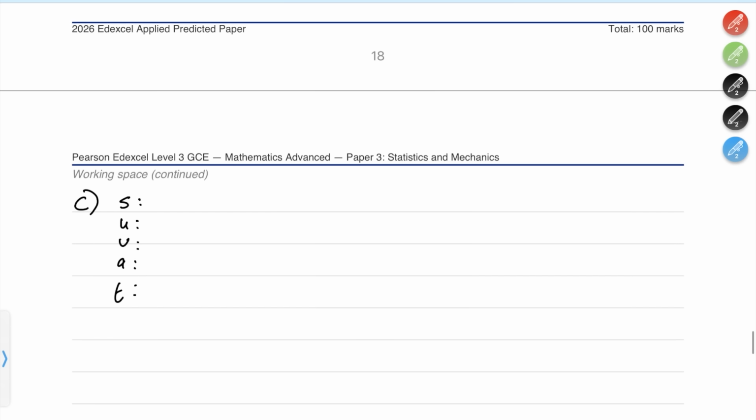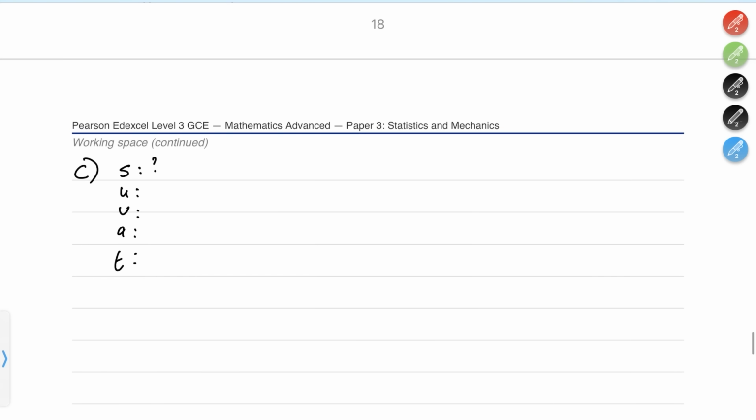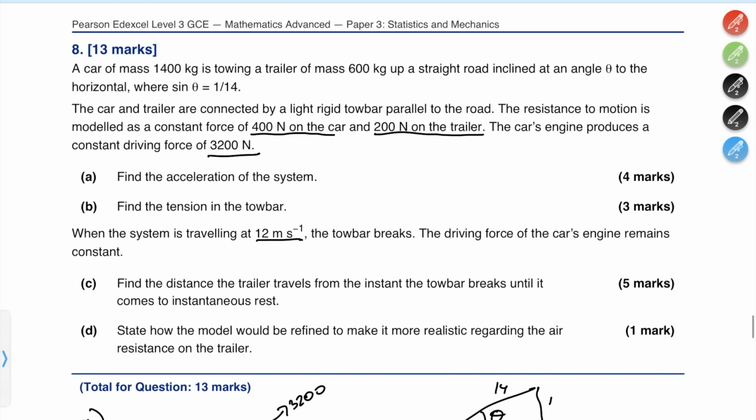So we know we're trying to find S. We know the initial is going to be 12 and the final is 0. We don't care about the time, and we're trying to find the acceleration. So let's find the acceleration here.